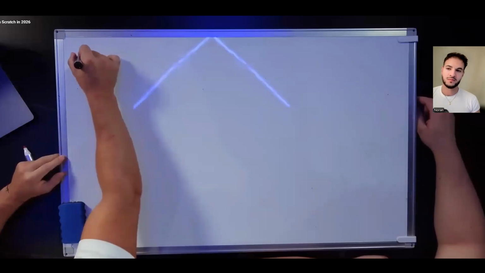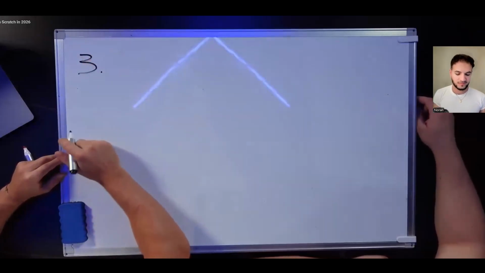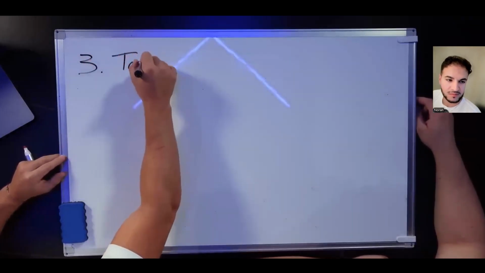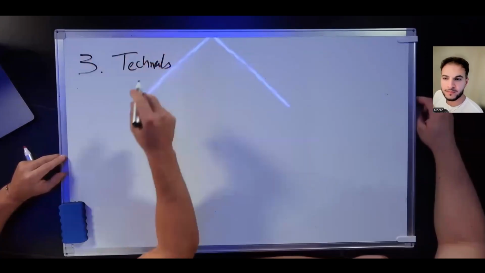Now, going into the third point, which is going to be the technicals, right? Now, this is where some people are going to probably overlook this and maybe skip it, but it's probably the most important part. Because you can have the money, you can have the risk management, but if you don't know the types of trades that you're taking, you don't got nothing. Right?